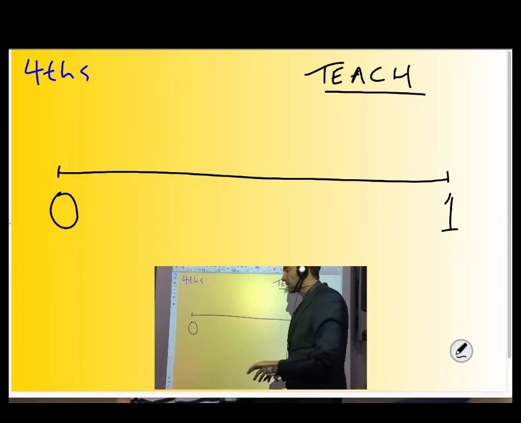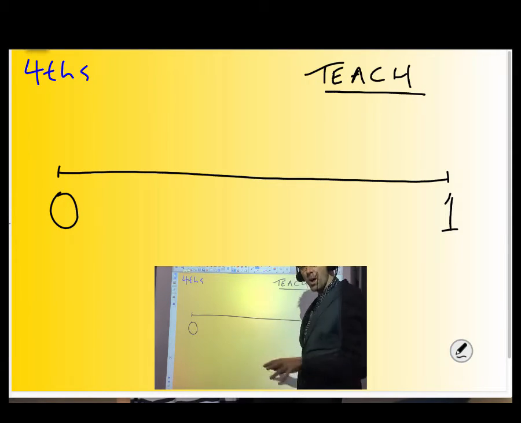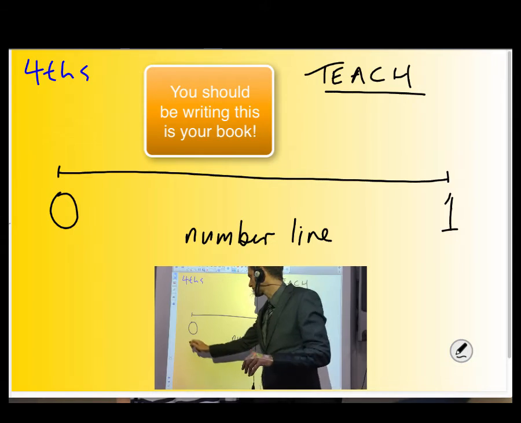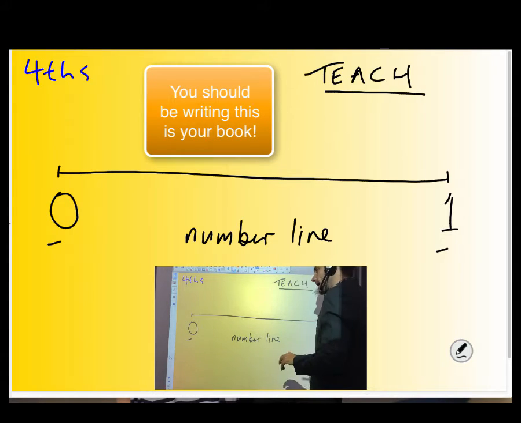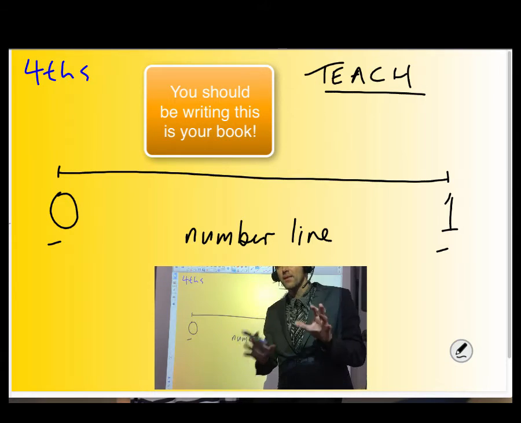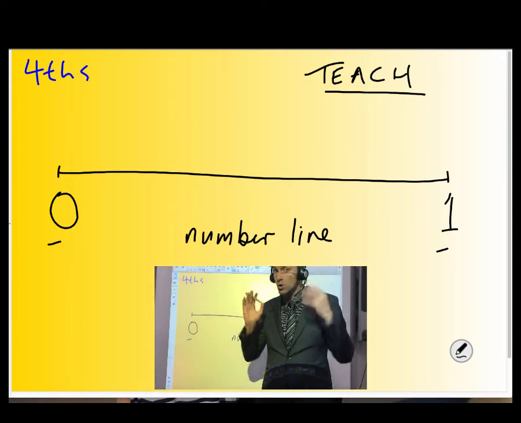Okay, guys, here we go. We're going to look at quarters first. We've got a number line here, a very typical number line. And that number line just goes from 0 to 1. And I think you know what quarters are, and I'm actually going to divide this number line up into quarters.